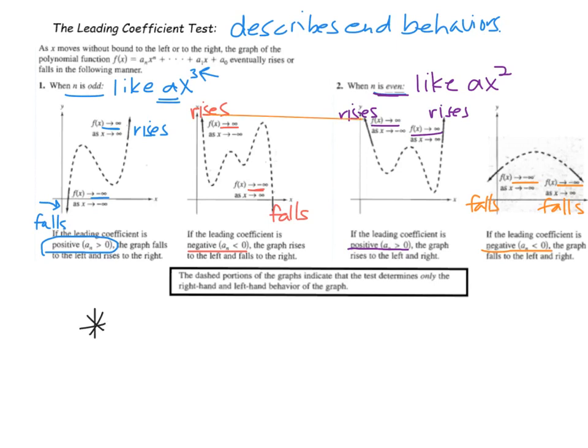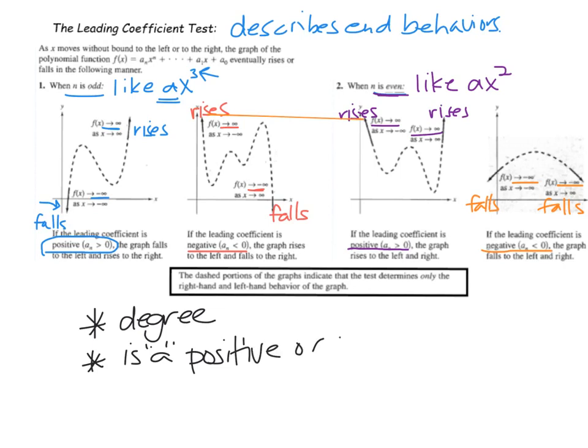So what you want to look for, you want to look for the degree of the function first, describe it as odd or even, and then look for your a value. Is a positive or negative? And we describe our end behavior like up above.